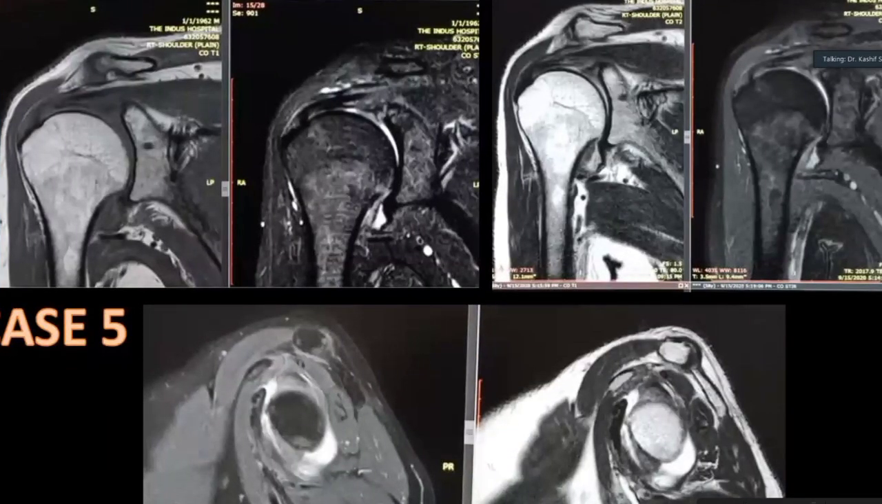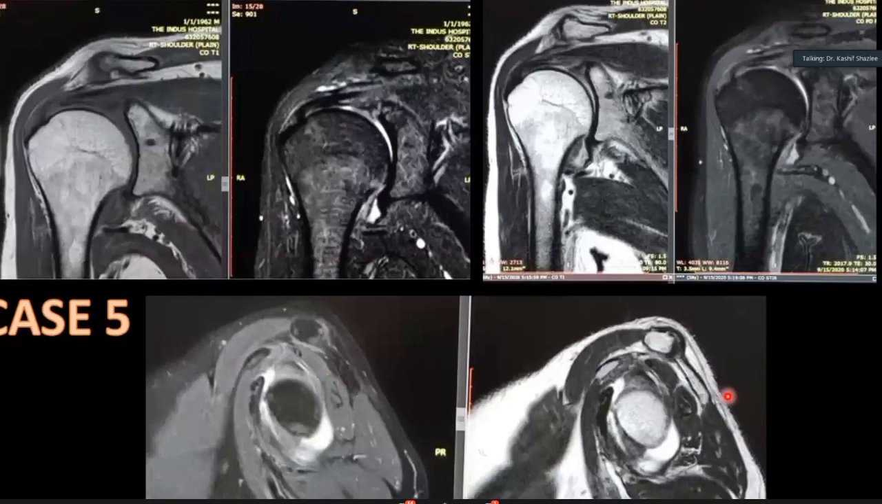Right shoulder MRI, multiple images. So here we can see that in the superior labrum there is a defect, which can be appreciated on sagittal and coronal T2 weighted images as well, and on the proton density fat saturated coronal image you can also see this defect in the superior labrum.